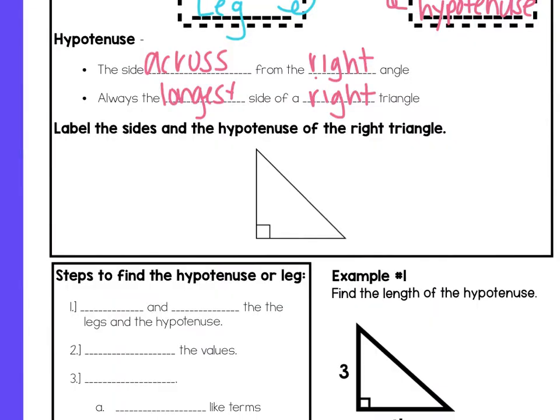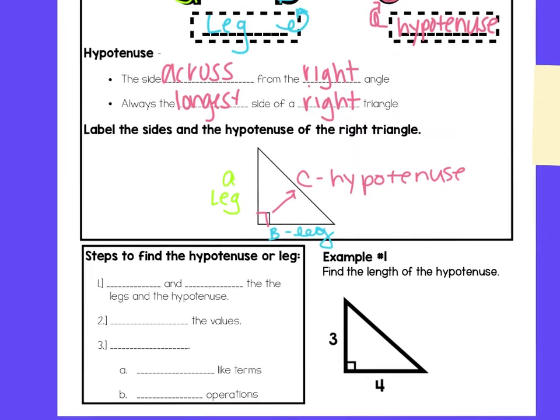So now we're going to label the sides and the legs and the hypotenuse of this right triangle. So this side's A, or it's one leg. This side can be B, or the other leg. And then this is C, the hypotenuse. And I know that because if I look, it's across from the right angle. Right here, we have our right angle and it's across. It's also the longest side.